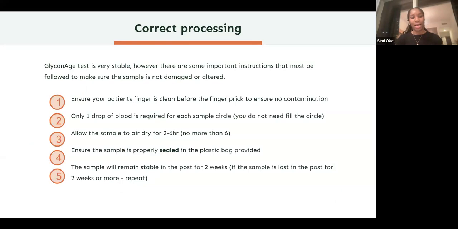In terms of correct processing, I can't highlight this enough, but it's really important that, of course, standard procedure, making sure clients clean their fingers beforehand to make sure there's no contamination. As I mentioned, it's just 1 drop of blood in each circle, and the sample needs to air dry for no more than 6 hours. And then obviously ensure it's sealed properly within the plastic bag that's provided, and that's again to make sure there's no contamination. And then when the samples are sent off, they remain stable for about 2 weeks. So if they get lost in the post, for example, for more than 2 weeks, then we would typically send another test for you to repeat.